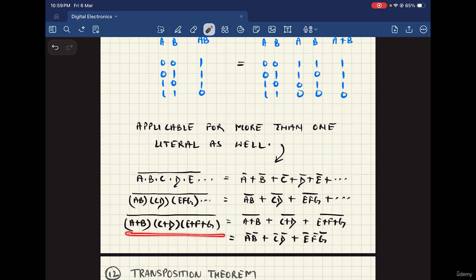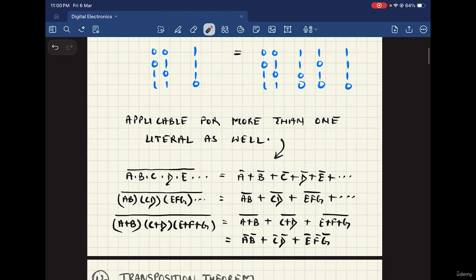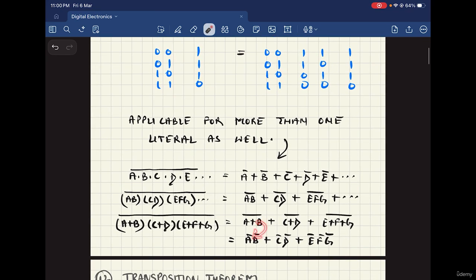Similarly, you can have this version also. Here it was dot. If you have plus here, so A plus B bar it will become, C plus D bar it will become, E plus F plus G bar it will become. You can see here, in place of dot you have plus. Okay, and if you apply De Morgan's again, the previous one, like how we applied here, in reverse, it will become A bar B bar plus C bar D bar plus E bar F bar G bar.